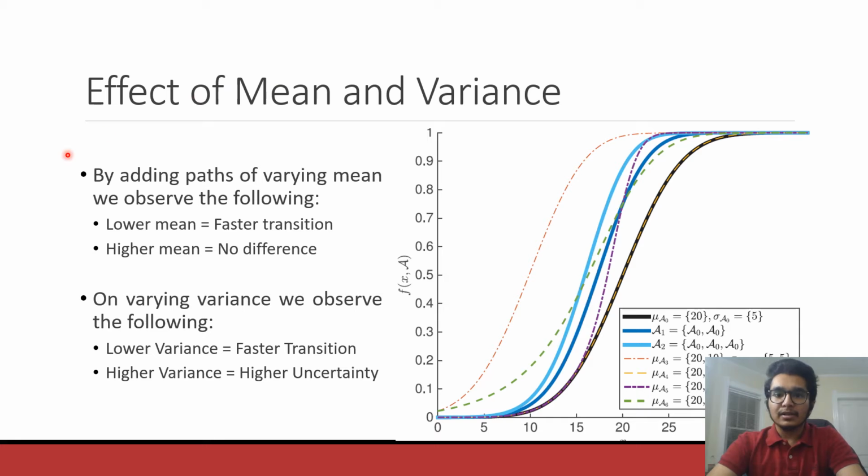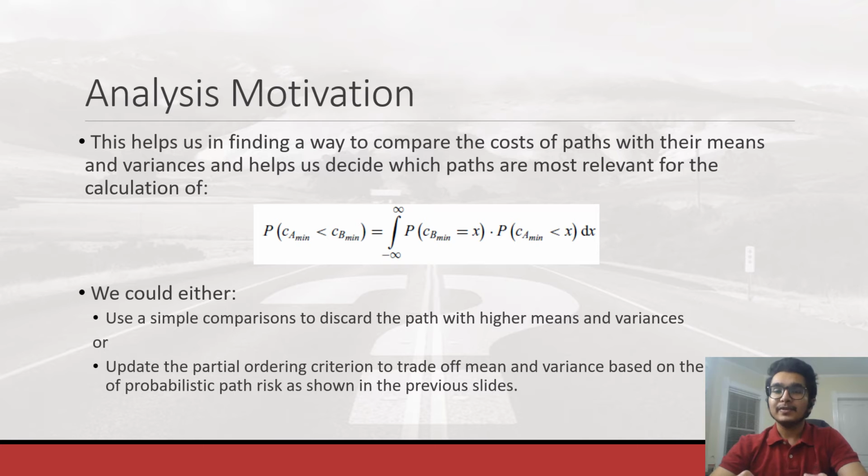So now let's look at what we can conclude from this analysis. What did we get from this? The whole purpose of the analysis before was to show how we could decide the most relevant path for our calculations. As we saw, higher means and variances are the ones that are the worst. So we could naively just penalize and discard these paths.